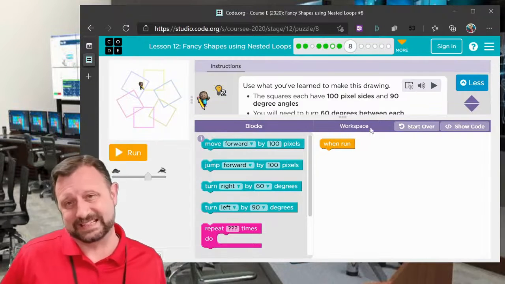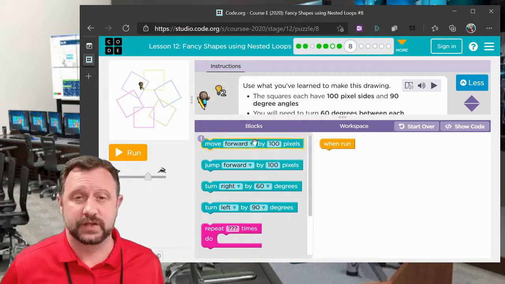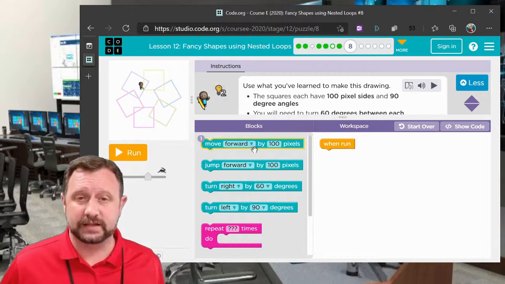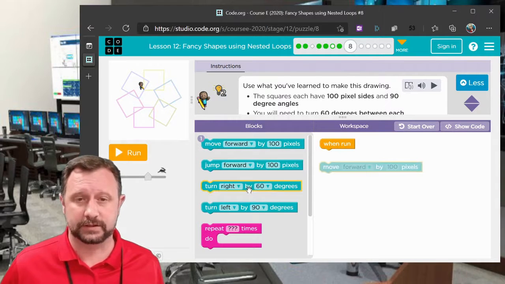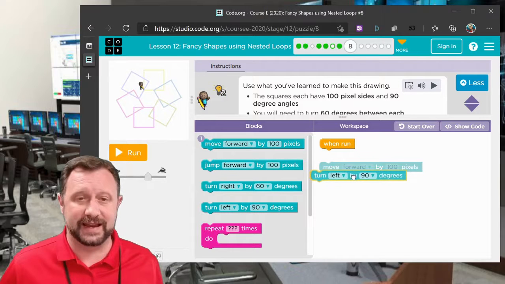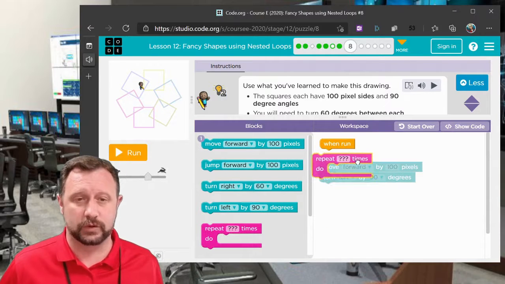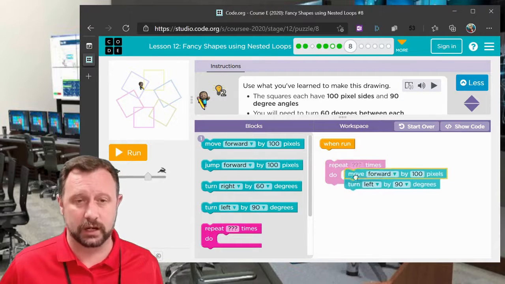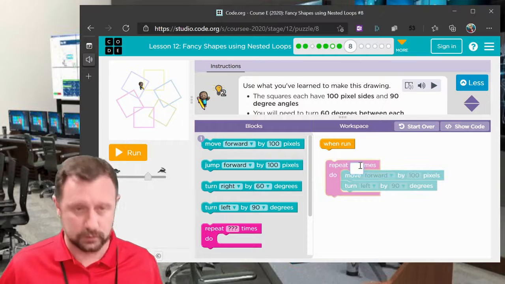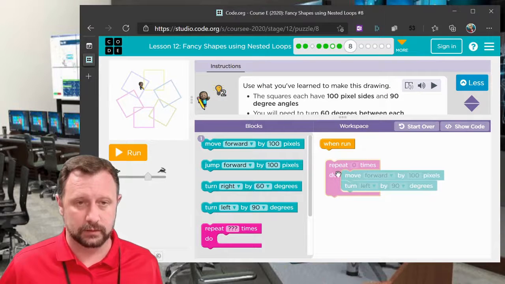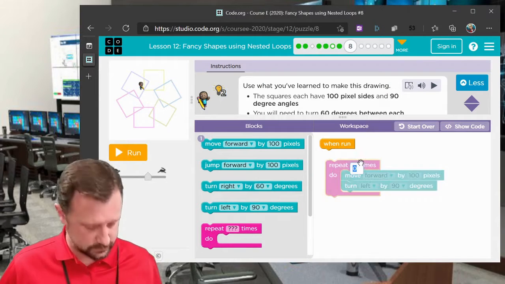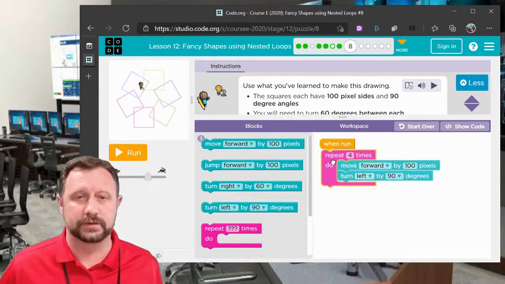Puzzle number 8. Let's take a look. Ooh, now we're doing squares. The squares have 100 pixel sides and 90-degree turns. So 100 pixel side, turn left by 90 degrees right there. Do that 4 times. That's how we make a square, like so. 4 times. Get in there 4 times. There we go. So that's a square.